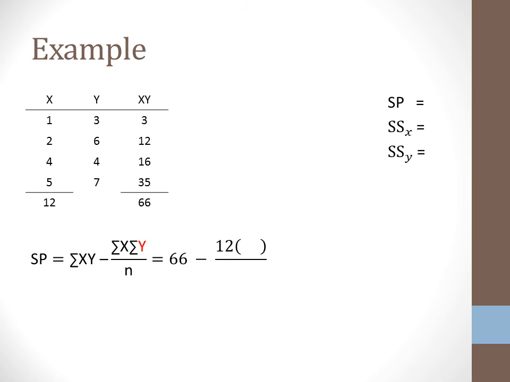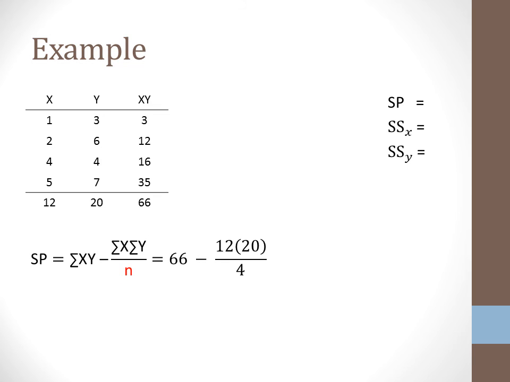So we go ahead and add up all the values in the y column, and we get a value of 20. We place that in the formula, and now we just have to come up with our value for n. And that's pretty simple. N is the number of scores that we've obtained, or the number of participants. And in this example, we have 1, 2, 3, 4. So we have 4 score pairs. That's another way to think about it.